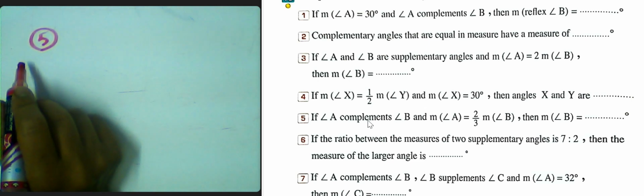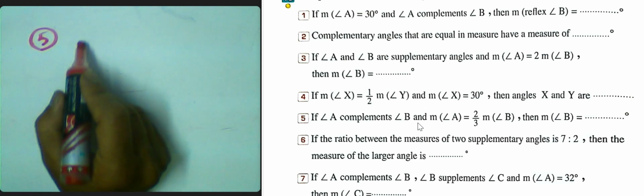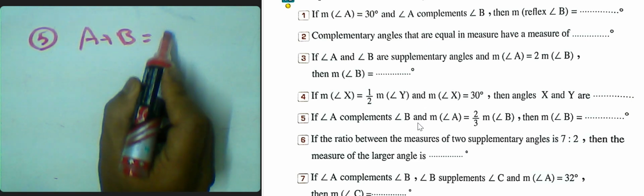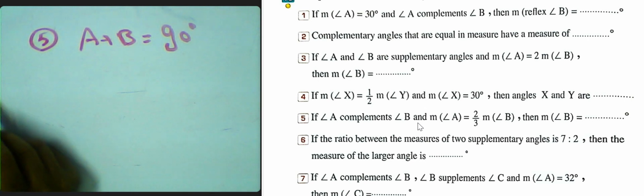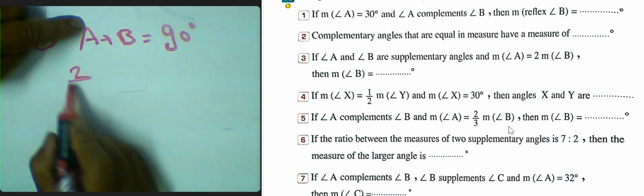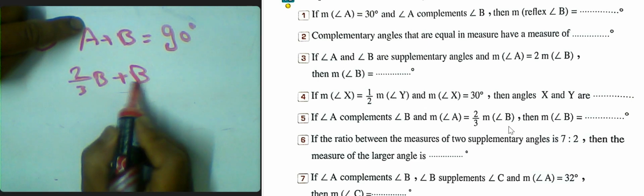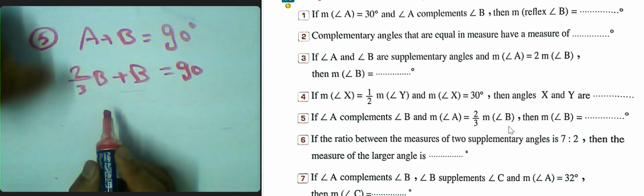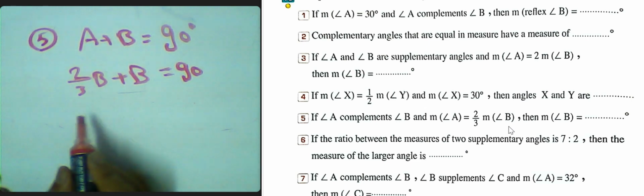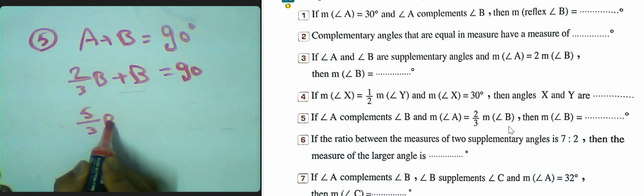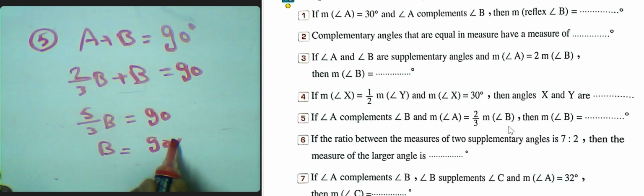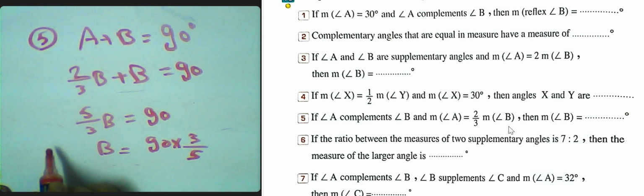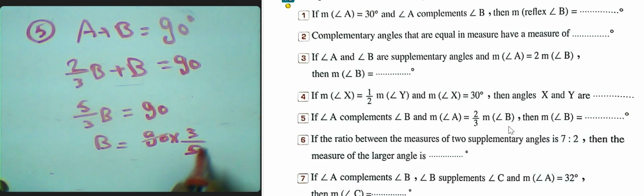Question number 5. If A complements B, it means the measure of angle A plus the measure of angle B equals 90 degrees. And A is two thirds B, so write 2/3 B plus B equals 90. 2/3 plus 1 will be 5/3, so 5/3 B equals 90. Then B equals 90 times 3 over 5. 90 divided by 5 equals 18.